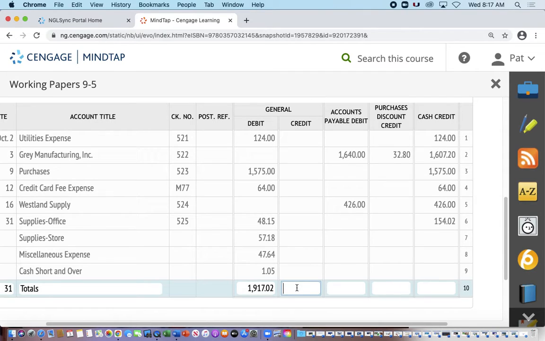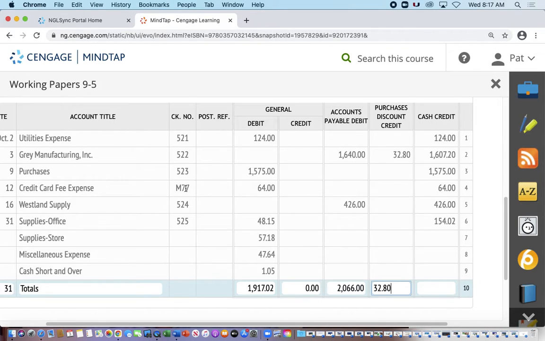So they want us to put a 0 where there's no total. We don't have anything in general credit there. We add up these two, and we get 2,066. Purchase discount, obviously, is that one. So we add up these 6 cash credits.